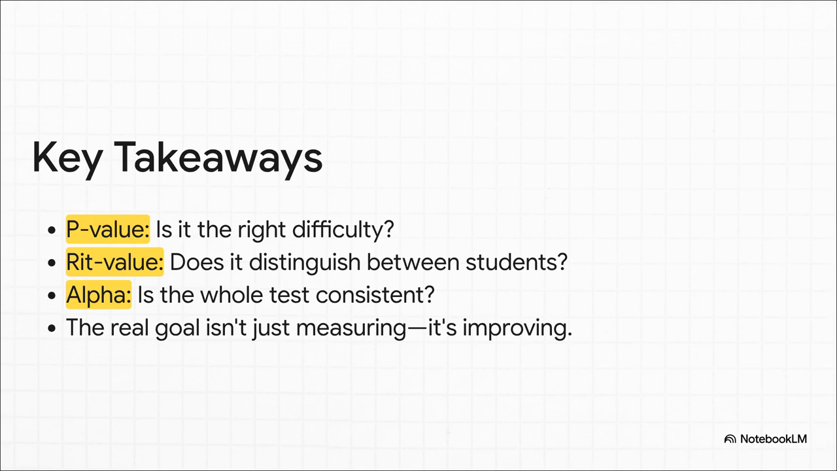So let's boil this all down, shall we? You now have 3 incredibly powerful questions you can ask of any test. For the p-value, you ask, is it the right difficulty? For the Rit value, does it actually distinguish between my students? And for Cronbach Alpha, is this whole test consistent? And please never forget, the real goal here isn't just to measure stuff, it's to improve.